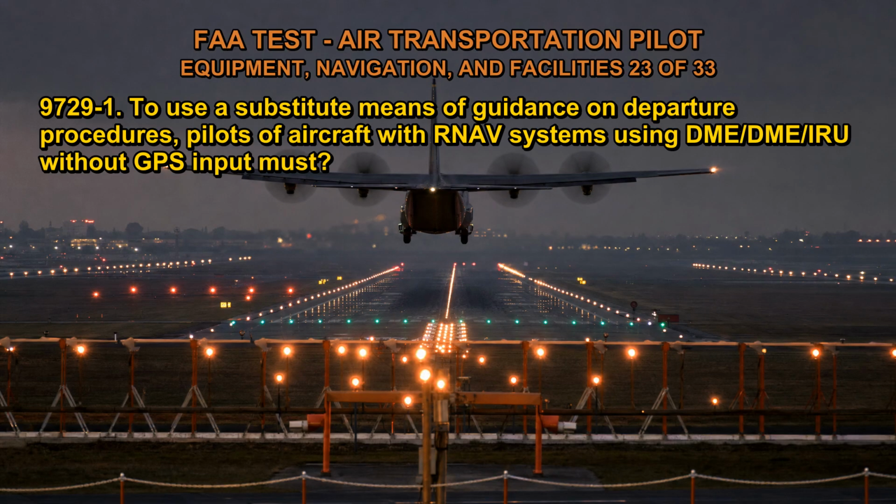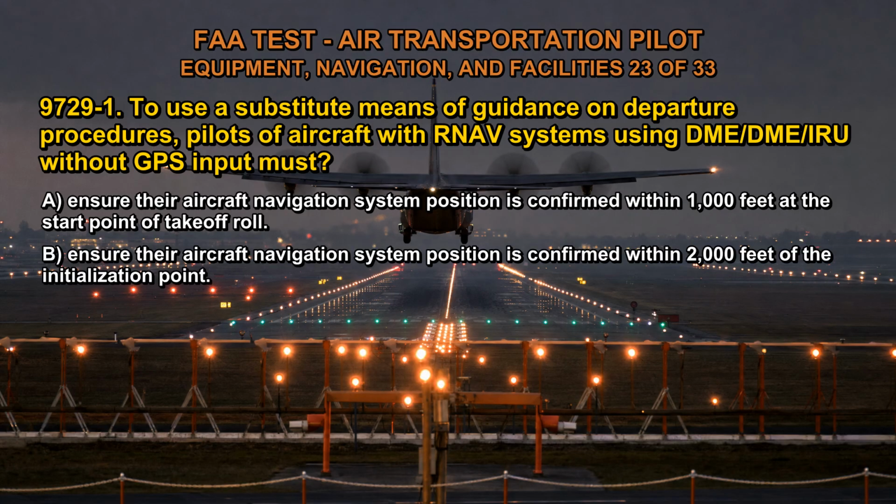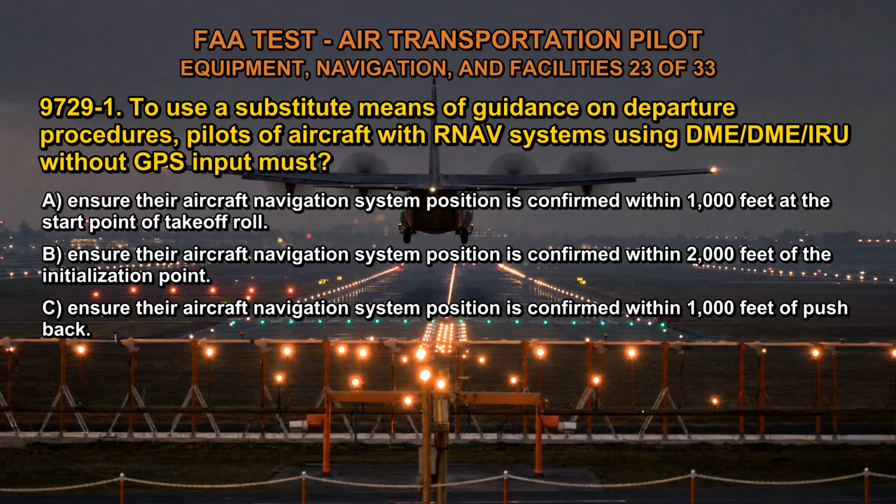Q9729-1. To use a substitute means of guidance on departure procedures, pilots of aircraft with RNAV systems using DME/IRU without GPS input must A. Ensure their aircraft navigation system position is confirmed within 1,000 feet at the start point of takeoff roll. B. Ensure their aircraft navigation system position is confirmed within 2,000 feet of the initialization point. C. Ensure their aircraft navigation system position is confirmed within 1,000 feet of pushback.